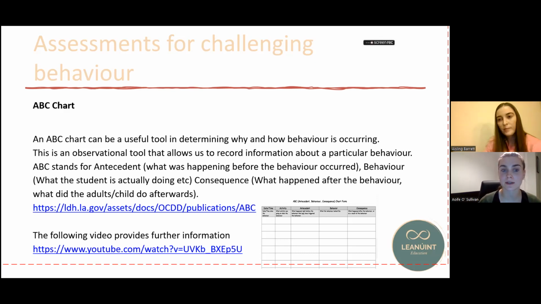So it's important that we use tools like this in order for us to reflect on how we are behaving as well, that might be feeding into certain behaviors in the classroom. There's a very useful video here at the bottom which shows you exactly how it's used, and there is a very useful template for an ABC chart in the resource pack, the Continuum of Support resource pack, which we alluded to earlier in the webinar.